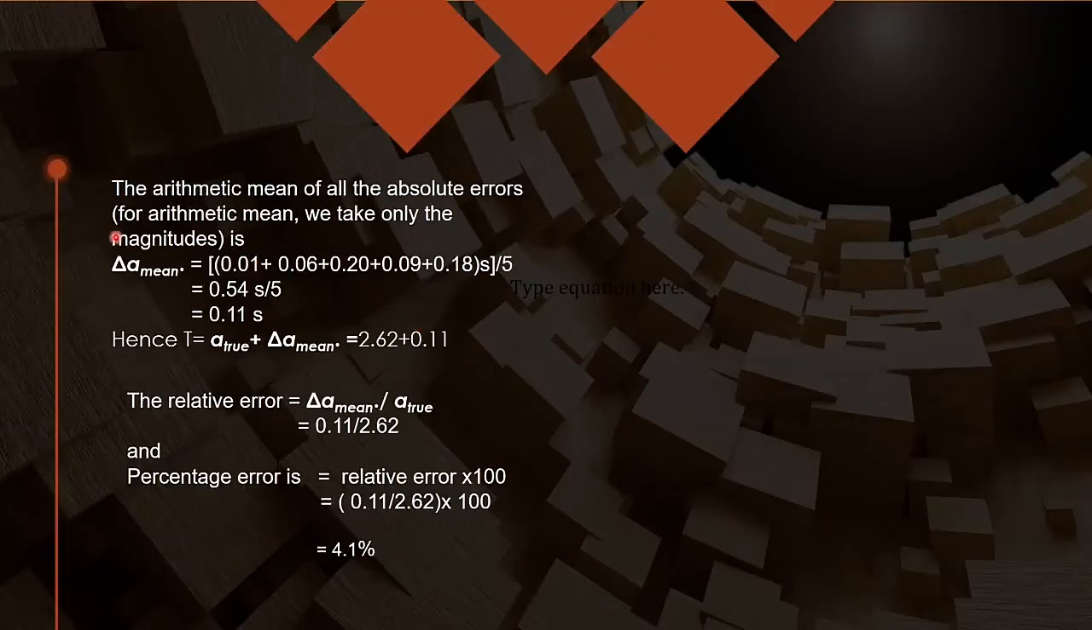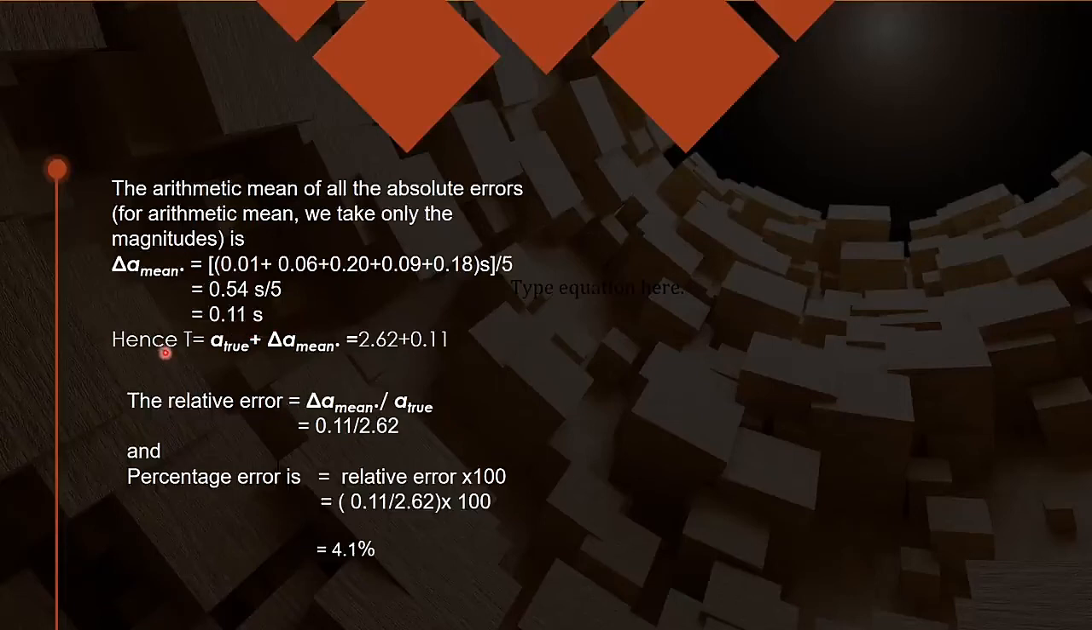Now when you have to find the arithmetic mean of all these absolute errors, the negative sign is not to be taken, because absolute error is always positive. So you will simply add all the values, not considering the negative sign, as I have explained earlier. Only the values you will add. So 0.01 plus 0.06, and this way you add all the values and divide by 5 to find the mean absolute error. I am getting 0.11 second as the value.